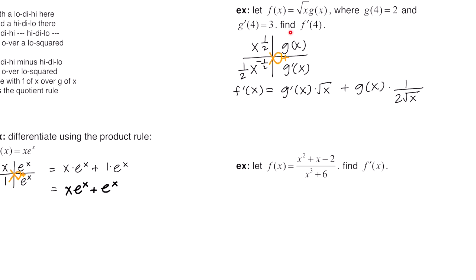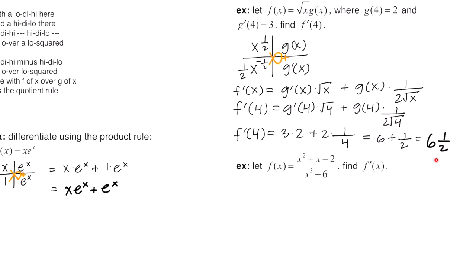The problem wants us to find f prime of 4, so next we're going to plug in 4 for x. We're getting close. G prime of 4 right here says it's equal to 3. We know the square root of 4 is 2. We know g of 4 right here tells us it's 2. And then we can simplify this down here as well. So you end up getting 6.5.